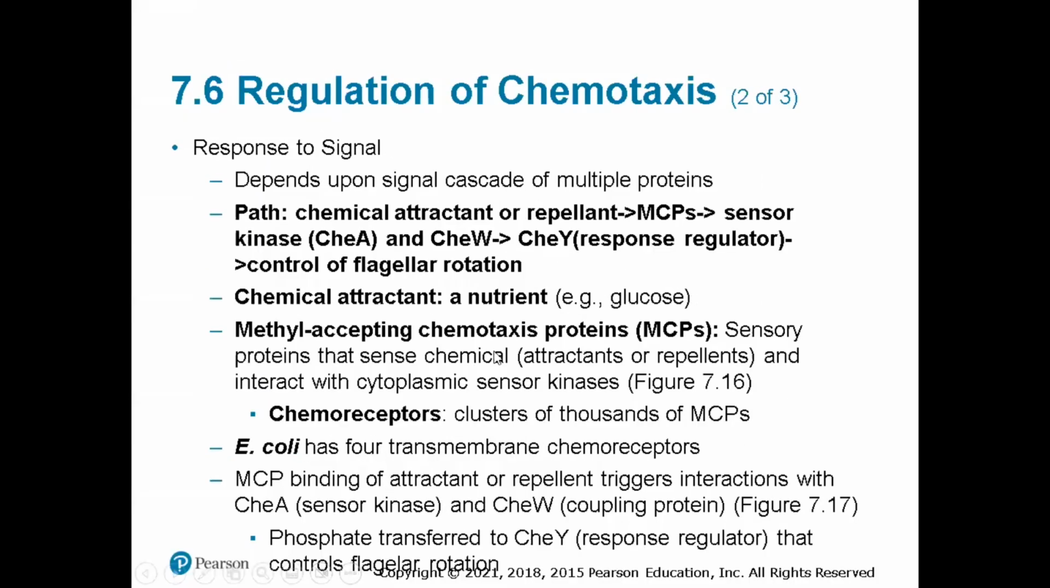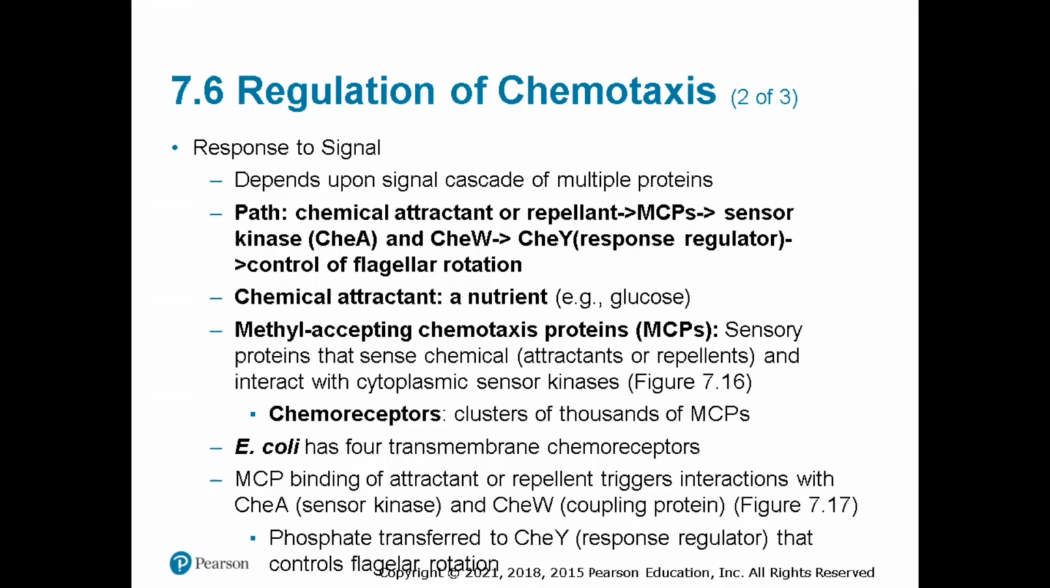Okay, so regulation of chemotaxis. The response to signal depends on the signal cascade of multiple proteins. The path is that the chemical attractant or repellent goes to MCPs, then the sensor kinase, CheA and CheW, then goes to the response regulator, which is CheY. Then it goes to the control of the flagellar rotation. The chemical attractant is a nutrient such as glucose.